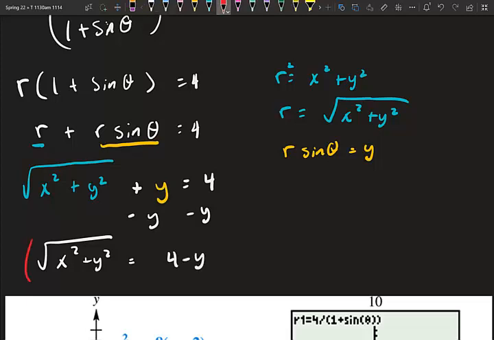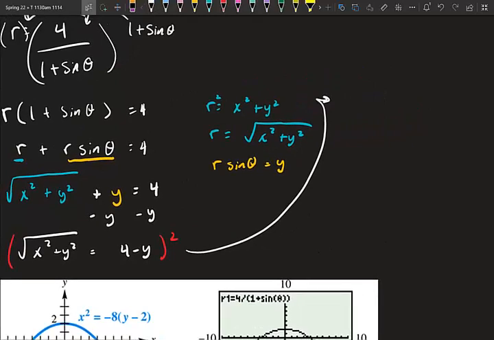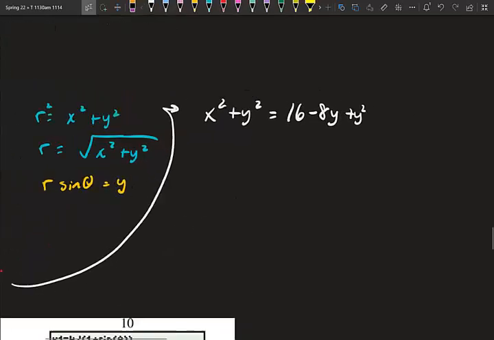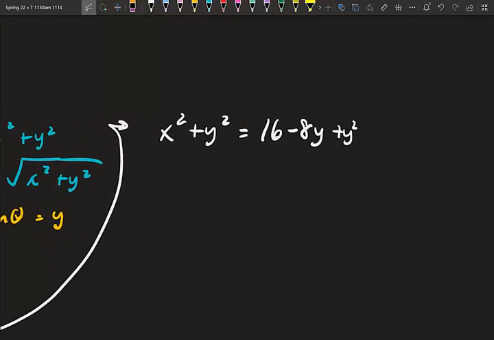And to get rid of the square root, we're going to square both sides. The square root goes away. We're left with x squared plus y squared equals, when we square 4 minus y, we get 16 minus 8y plus y squared. Let's start combining like terms, moving stuff over, do what we can. So we have y squared on opposite sides. They cancel each other out. So we're left with x squared equals 16 minus 8y.